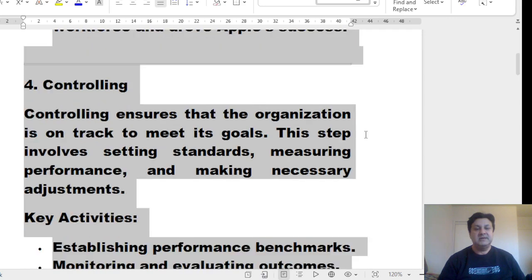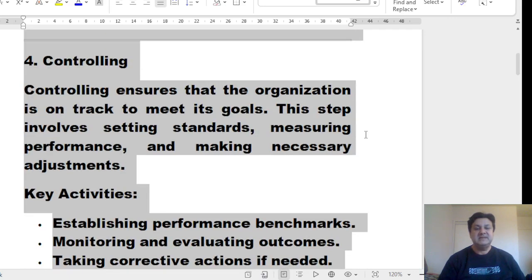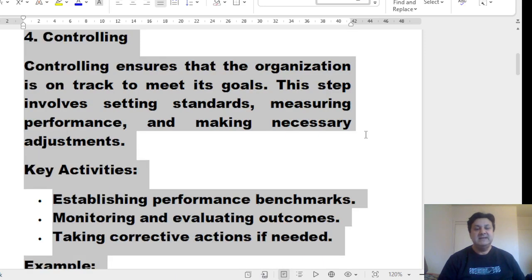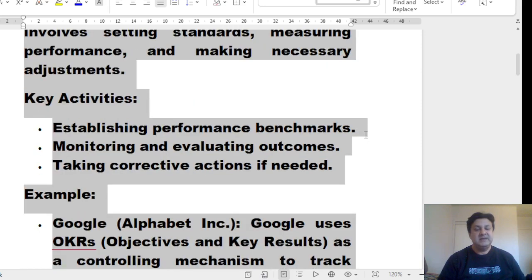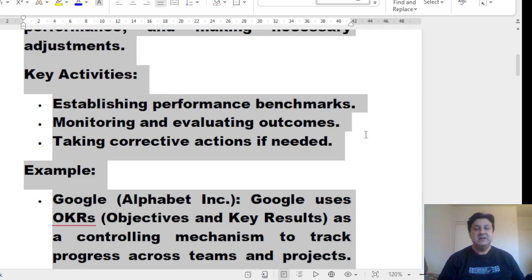Now, about controlling. Controlling ensures that the organization is on track to meet its goals. This step involves setting standards, measuring performance, and making necessary adjustments. Key activities are establishing performance benchmarks, monitoring, evaluating outcomes, and taking corrective actions if needed.